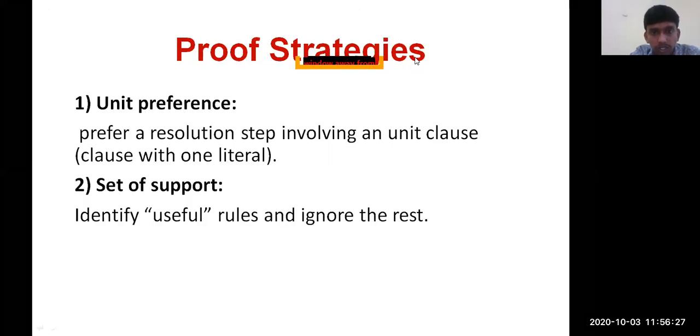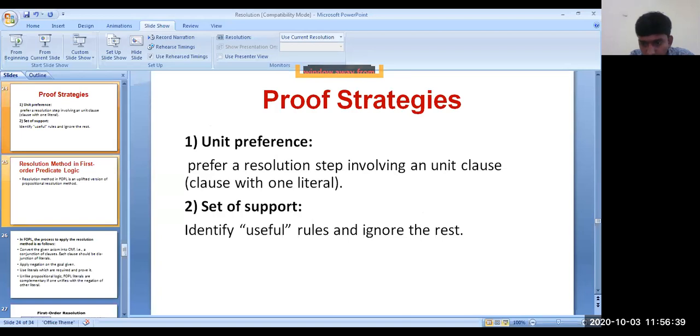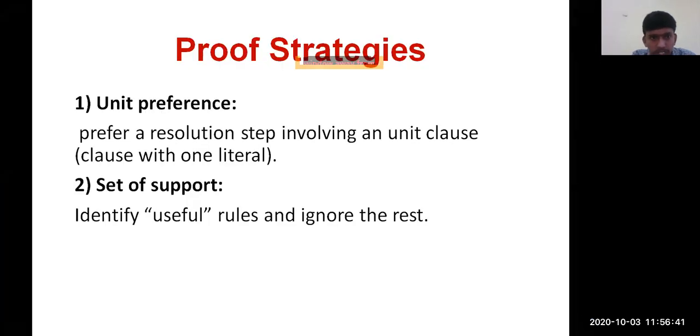Moving ahead, we will be trying to learn about your proof statements with respect to first order logic. So these are your proof strategies. It can be done in two ways. One is unit preference, the other one is using your set of support. We'll try to discuss them when we are talking about your next concept, that is your predicate logic.